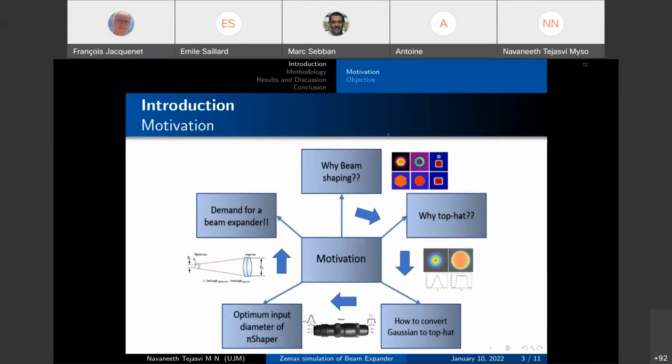For the introduction, every project starts with a motivation. Ours started when we wanted a top hat beam configuration and decided to use PyShaper to convert a Gaussian beam to top hat. For that, our laser system did not have the optimum input diameter to feed to PyShaper. So we thought of designing a beam shaper to increase the beam size of our laser.